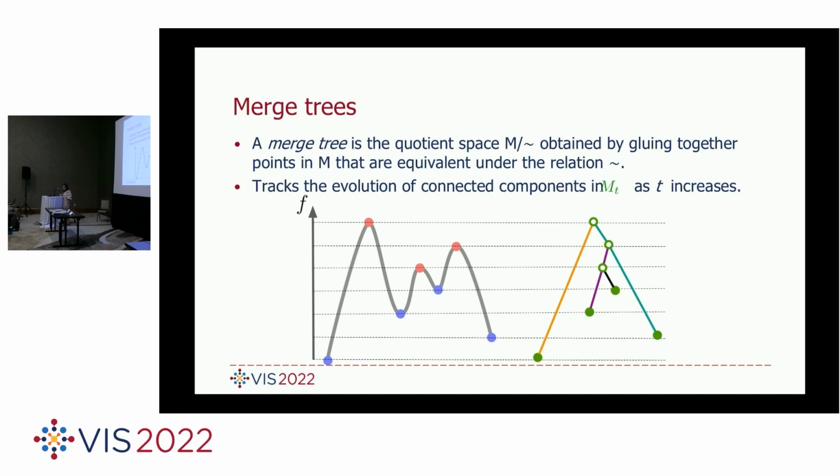So mathematically, the merge tree is taking the manifold itself and identifying 2 points if they are considered equivalent, and it's really looking at the evolution of the connected components as the threshold increases. And the important point is that if you decompose the merge tree in what's called a branch decomposition, it actually corresponds to the barcode you just saw.